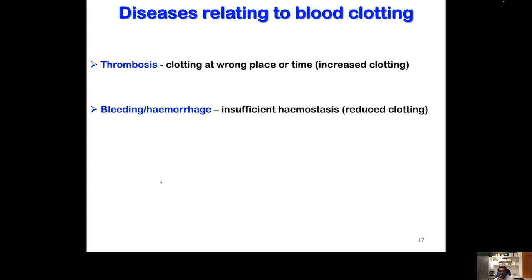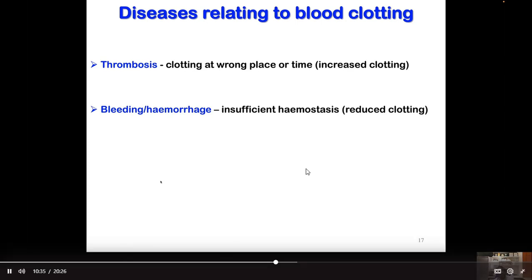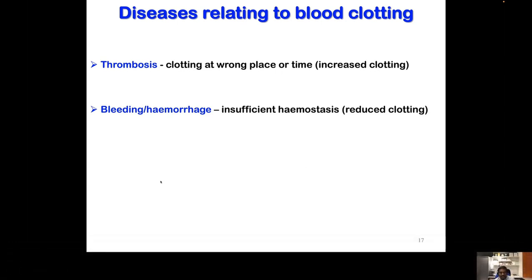So if it is clotting unnecessarily in the wrong place and wrong time, that's called thrombosis. That can affect the blood flow to main organs, for example, heart and brain, and ultimately it will lead to heart attack and stroke. So that should not happen. If we have diseases that are likely to cause thrombosis, then we need to take medications or proper treatment.